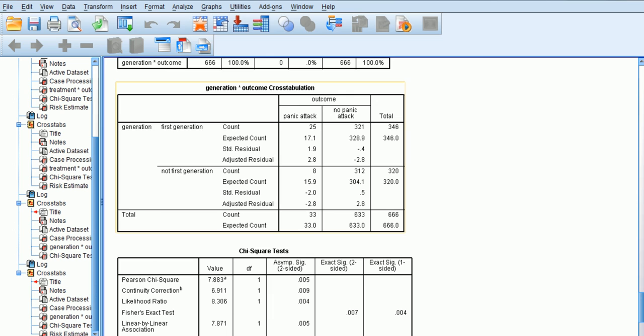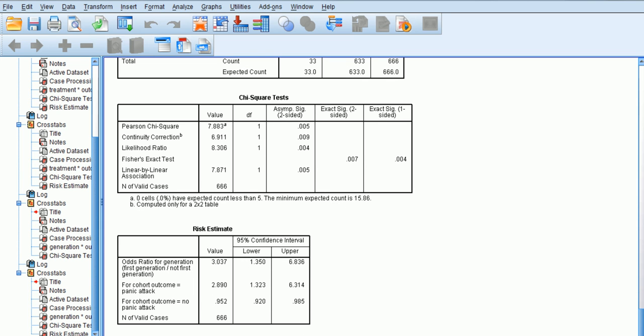They're exhibiting fewer situations where there's no panic attacks than what would be expected under independence. And for the non-first generation, it's the opposite, where there seem to be fewer panic attacks than what would be expected under independence, and more people who are not having panic attacks. So overall, it looks like first generation college students in this hypothetical sample are more prone to having panic attacks than people who are not first generation college students.